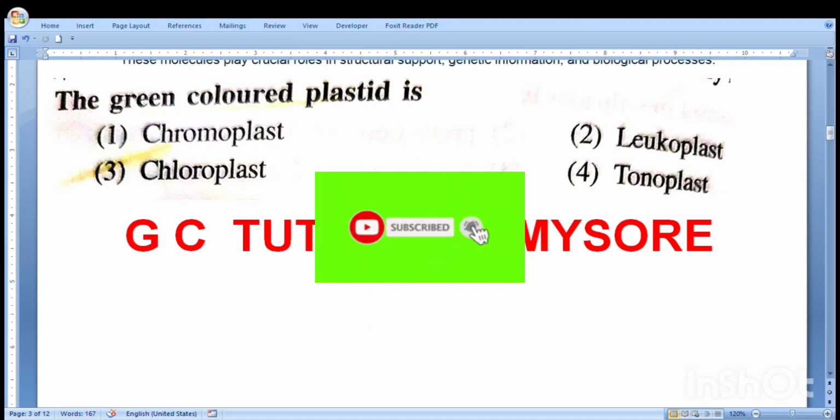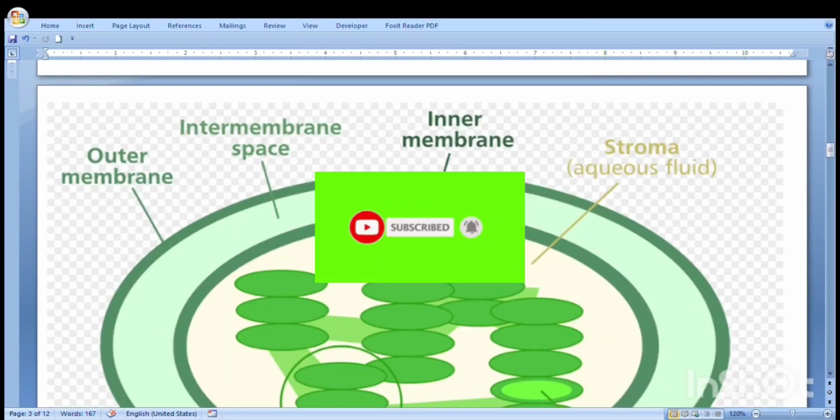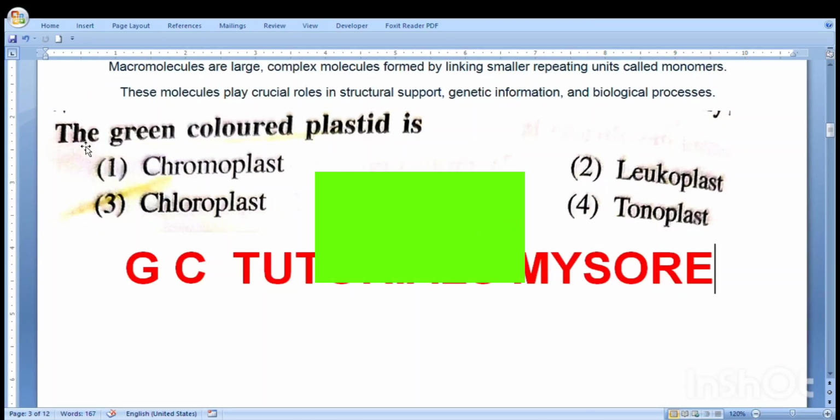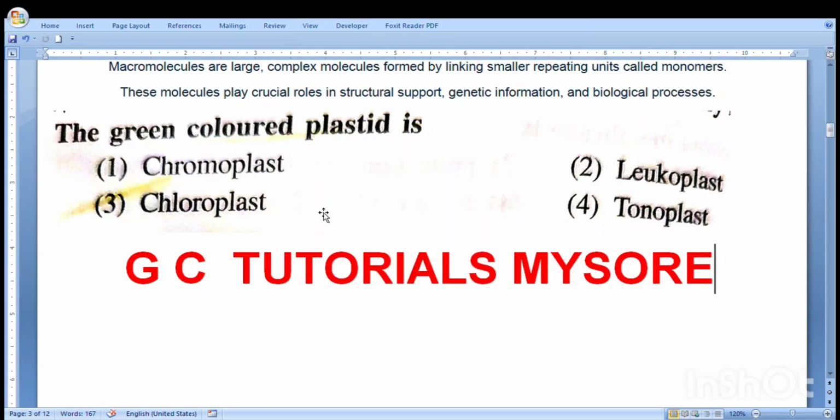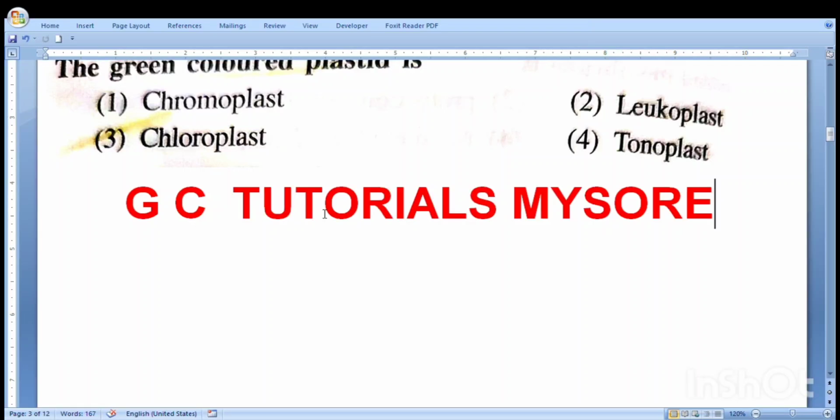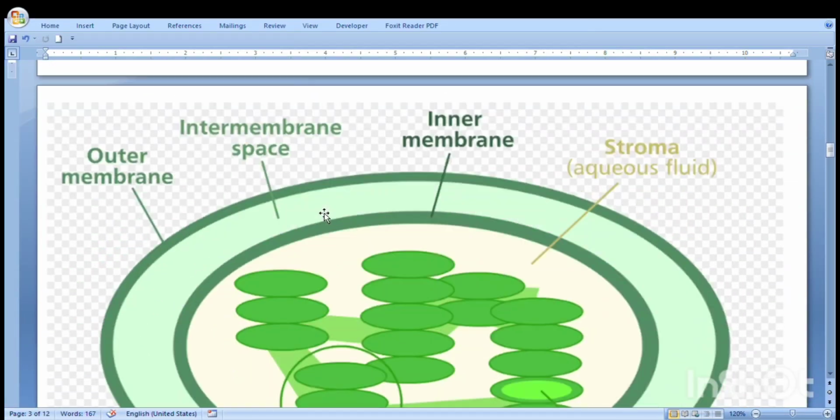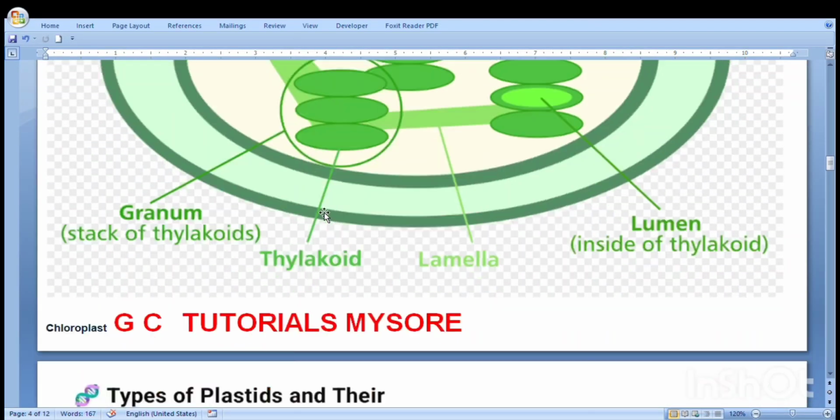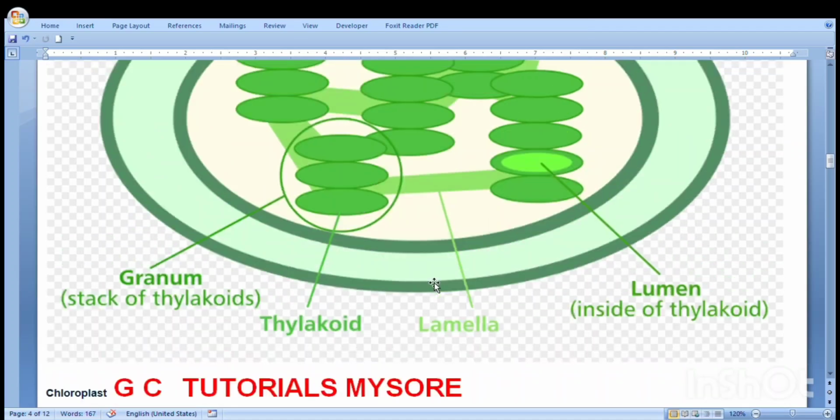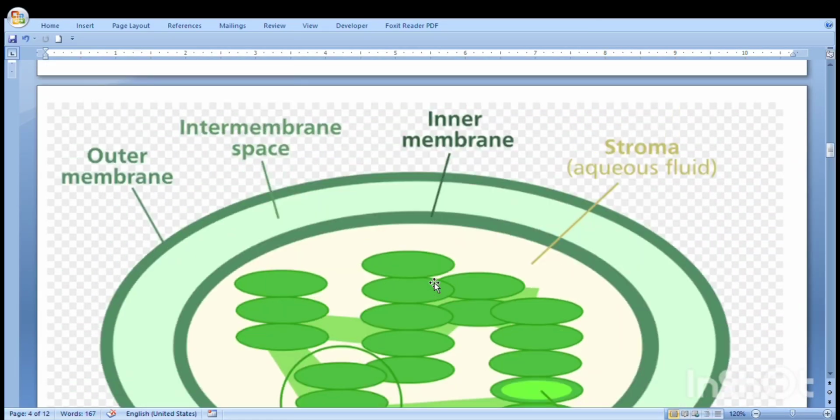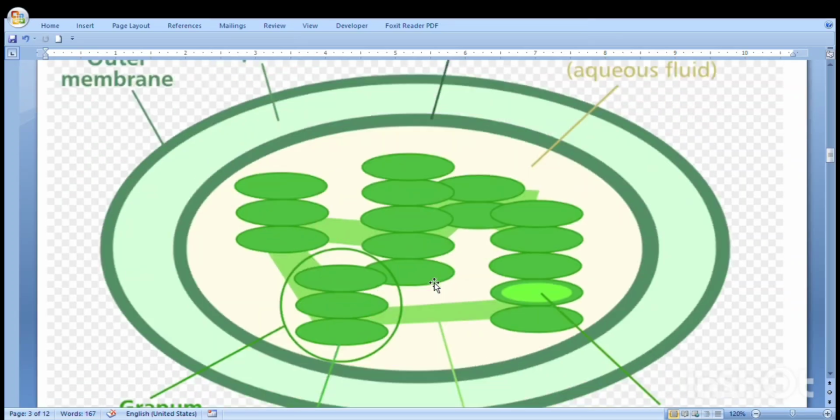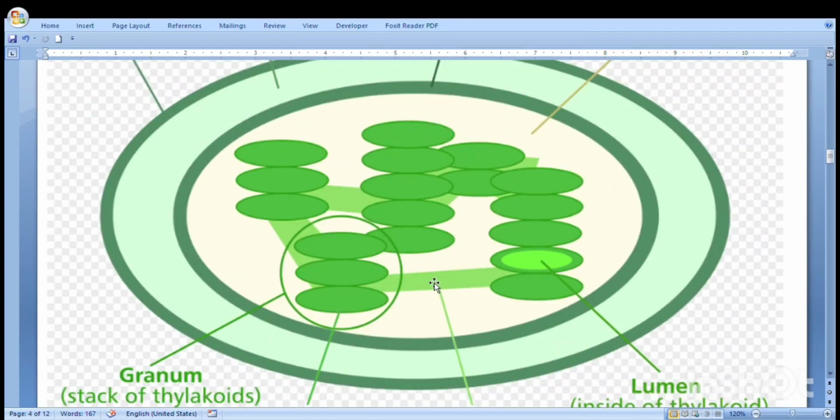Next, we just studied the colored pigment plastid, that is chloroplast. So shall we study the structure of the chloroplast clearly now? Got it? So this is the structure of the chloroplast. Here in this structure we have so many parts, right? Step by step we are going to study this chloroplast.